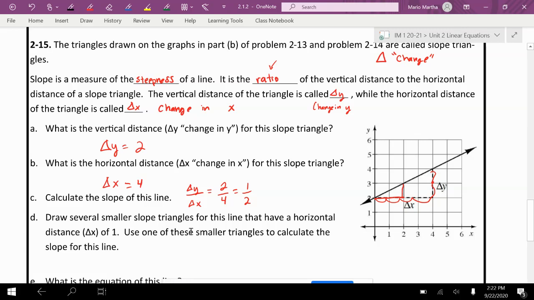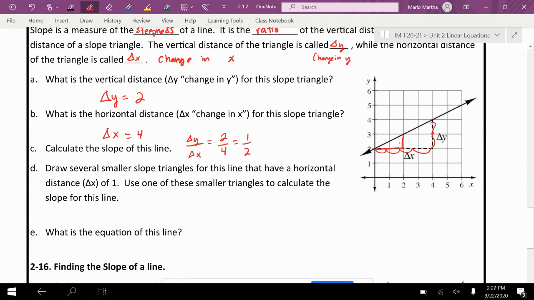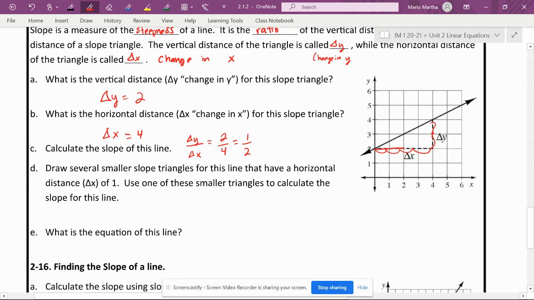Now it says draw several smaller triangles for this line that have a horizontal distance of 1. All right, so let's do it in a different color. I'm doing it in blue. So there's 1. It says use one of the small triangles to calculate the slope of this line. All right.